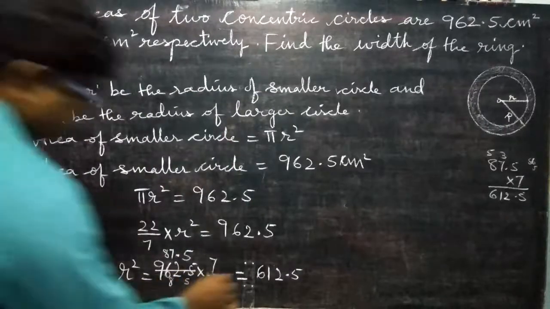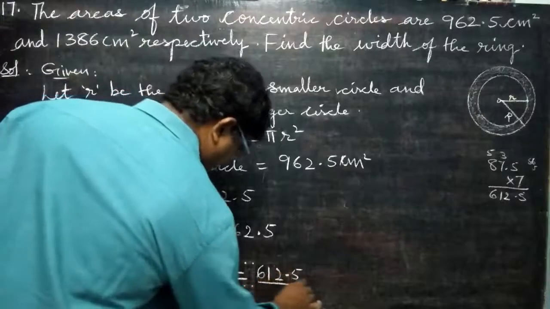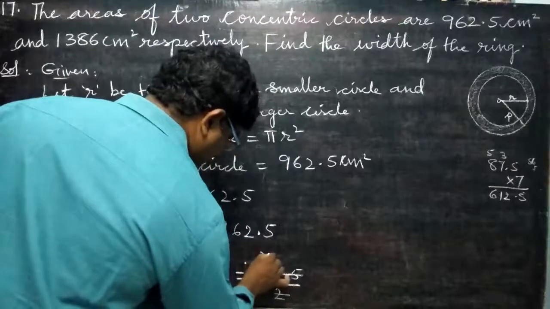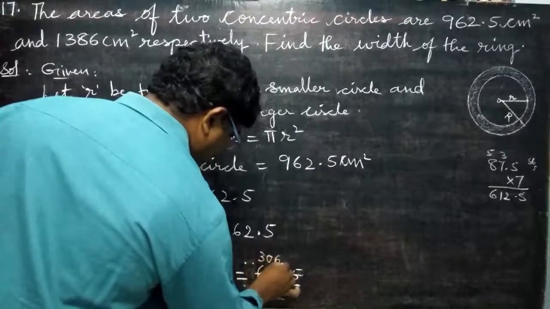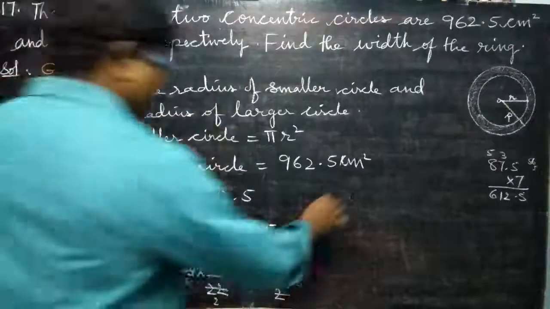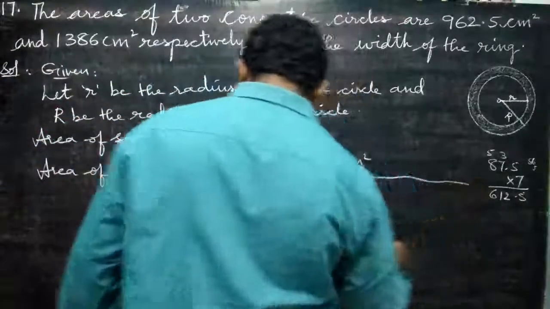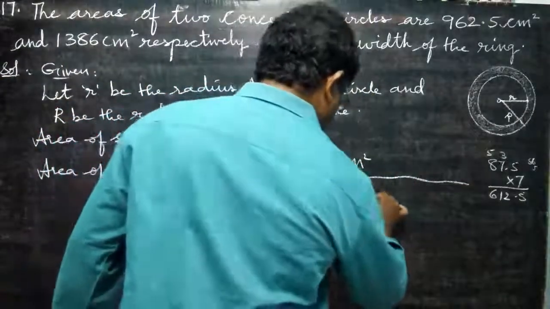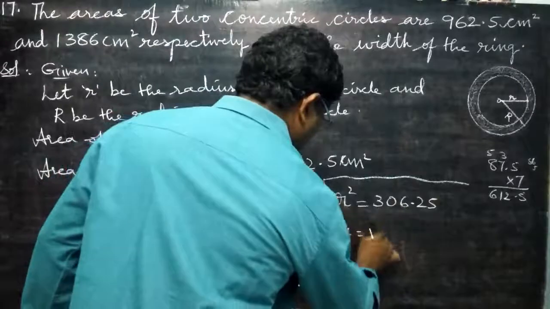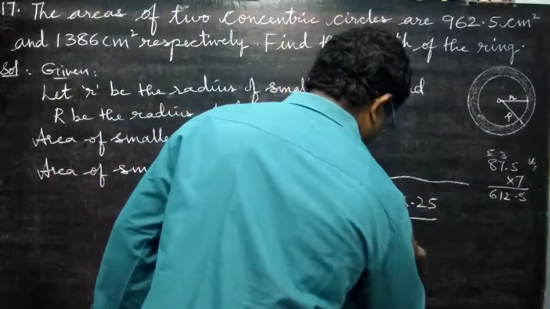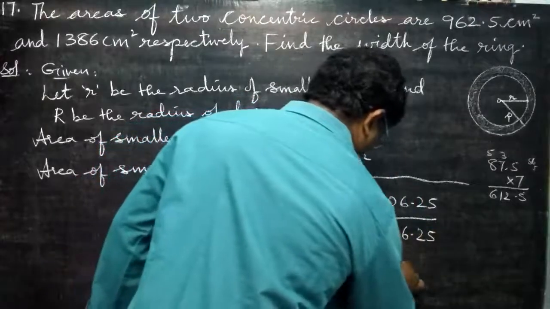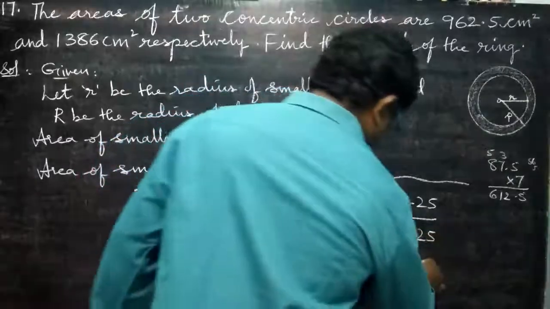Now we got 612.5 by 2. 2 table cancels. 2 3s are 6. 2 1 going 1 0 times. 2 6 are 12. Point. 2 2s are 4. 1 remaining. 2 5s are 10. Now we got r square is equal to 306.25. R is equal to square root of 306.25. R is equal to 17.5. Able to follow? Centimeters.